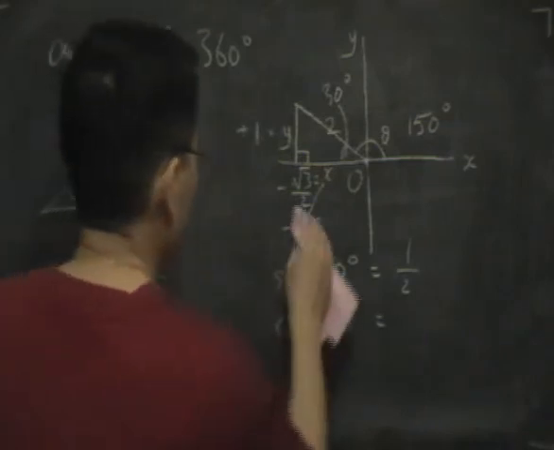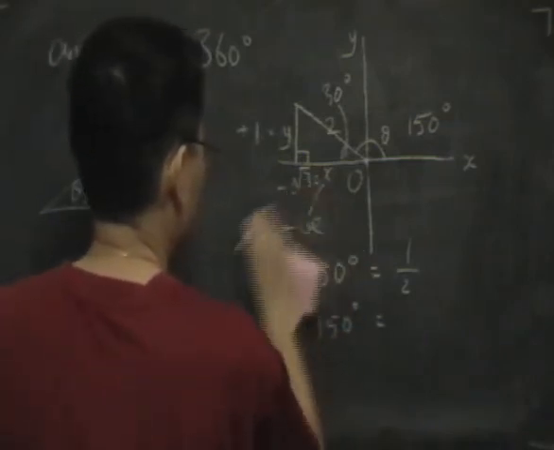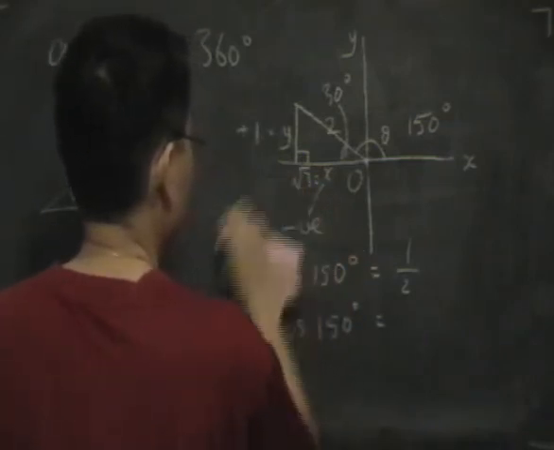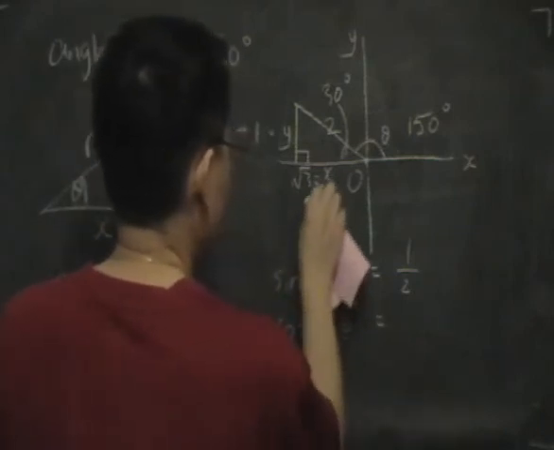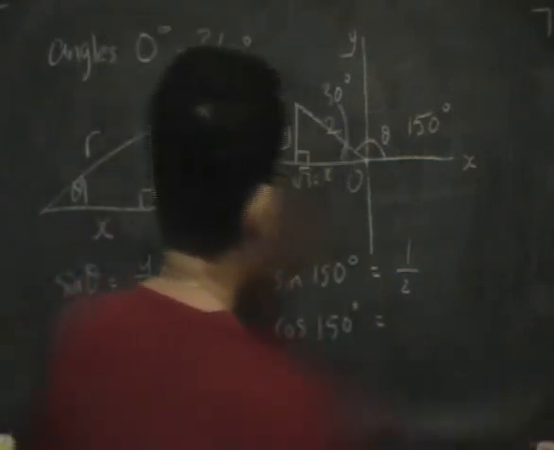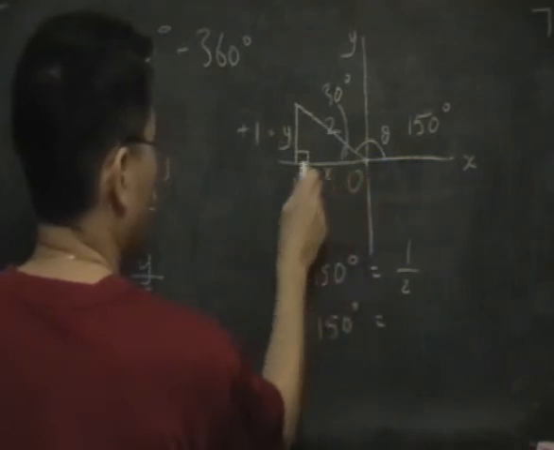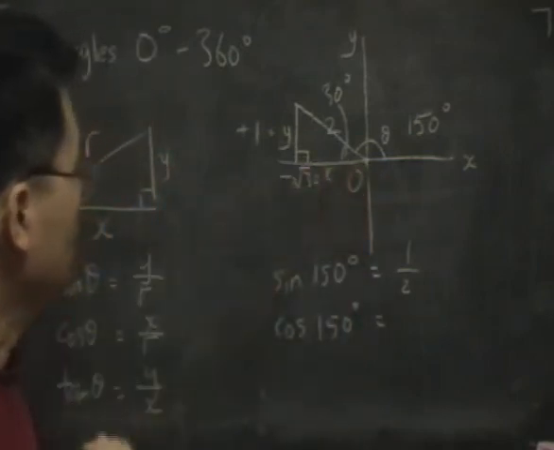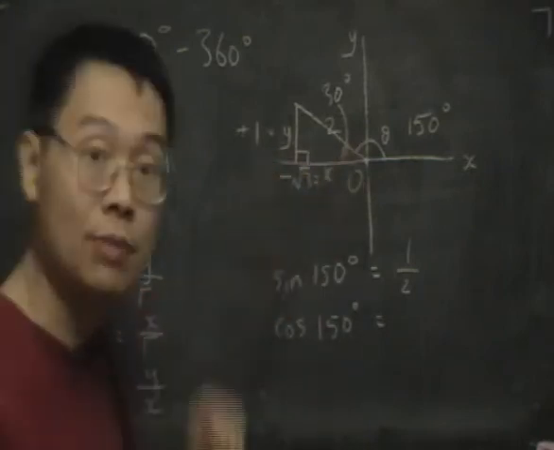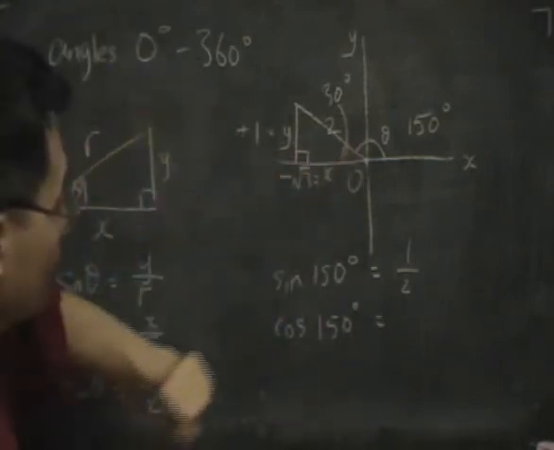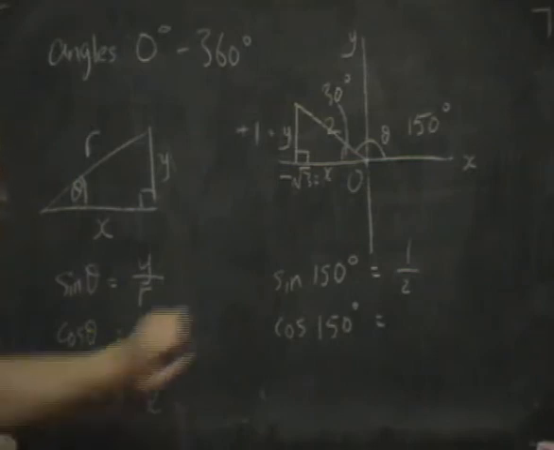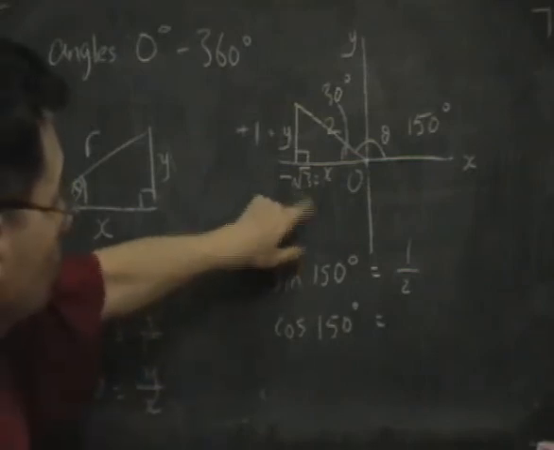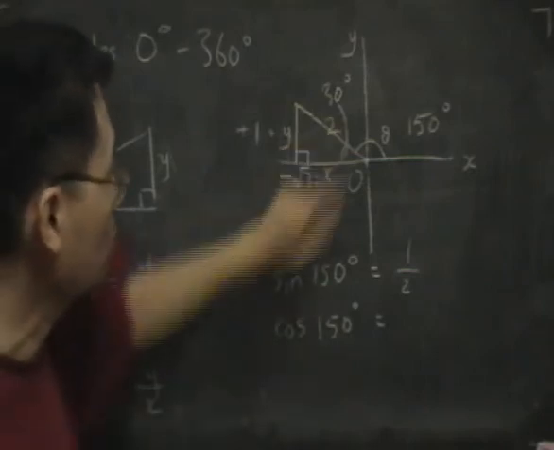There's a mistake there. It's just minus root 3, not over 2. Let me write that out again. So the value of x is minus root 3. So that's the length of that in the negative direction, so we give it a minus sign. So x over r would be minus root 3 divided by 2.